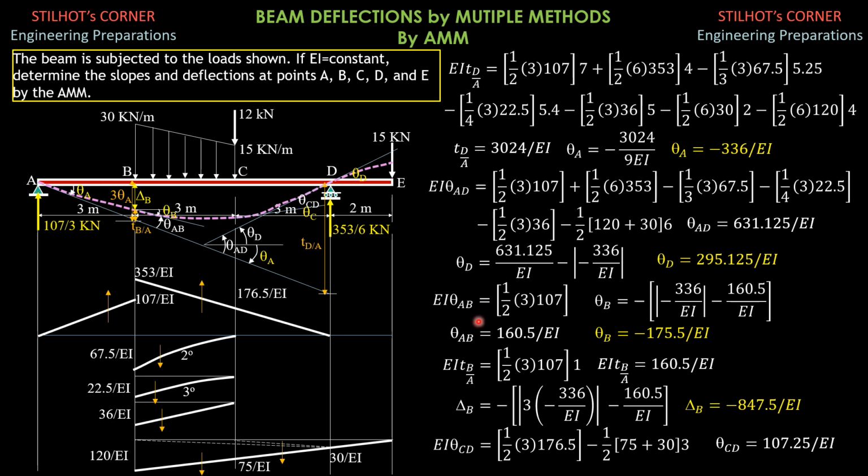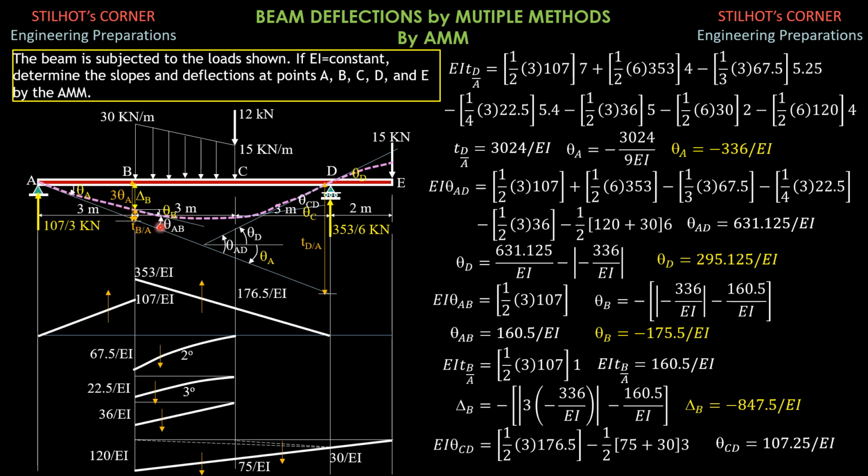Then we compute for the slope at B. So let's evaluate theta AB. So there's only one area between A and B. It is 1/2 of 3 times 107. So EI theta AB is 1/2 of 3 times 107. So it is 160.5 over EI.